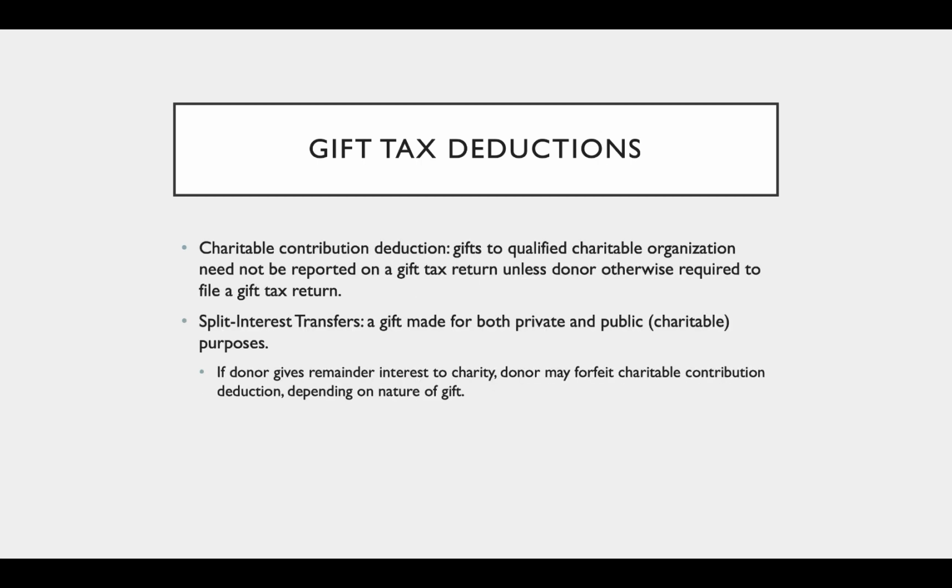There's also a charitable contribution deduction that allows gifts to qualified charitable organizations to not have to be reported on a gift tax return unless the donor otherwise has to file a gift tax return. And sometimes when we give things to charities, we make a split interest transfer, and that's when there is a gift made for both private and public purposes. So I have a house maybe, and I allow someone to live in the house for their lifetime, and then I donate the remainder interest to charity. So after they die, that house and land is going to go to charity. That's a split interest transfer.